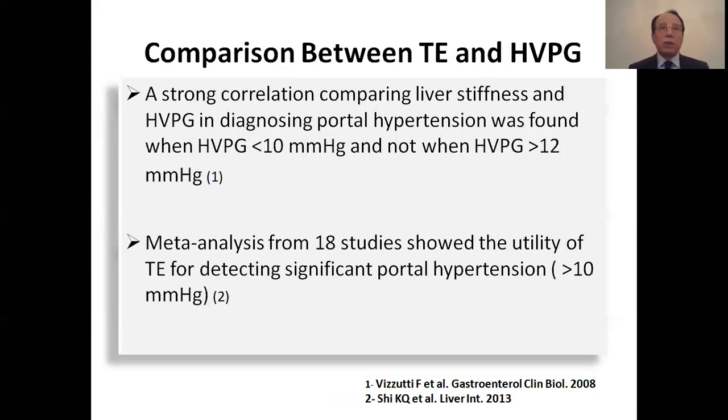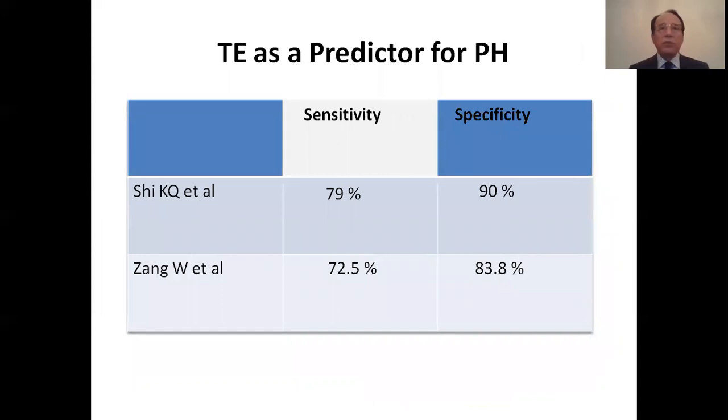A strong correlation comparing liver stiffness and diagnosing portal hypertension was found when hepatic venous pressure gradient was below 10 mmHg. But there is a meta-analysis from 18 studies that showed the utility of transient elastography for detecting significant portal hypertension. Some studies demonstrated that transient elastography is a very good predictor method for the assessment of portal hypertension.